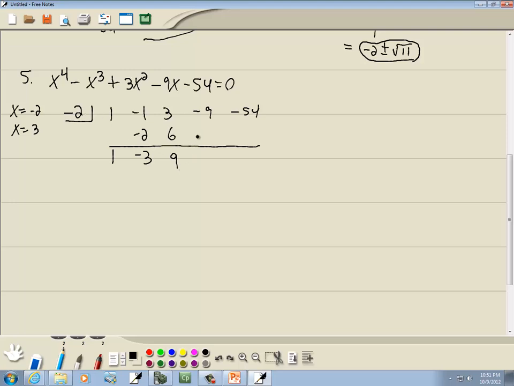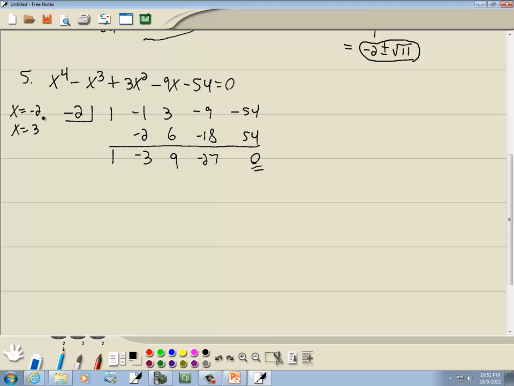Multiply. Negative 2 times 9 is negative 18. Add. Negative 9, negative 18 is negative 27. Multiply. Negative 2 times negative 27 gives us positive 54. And add. Negative 54 plus 54 gives us 0.